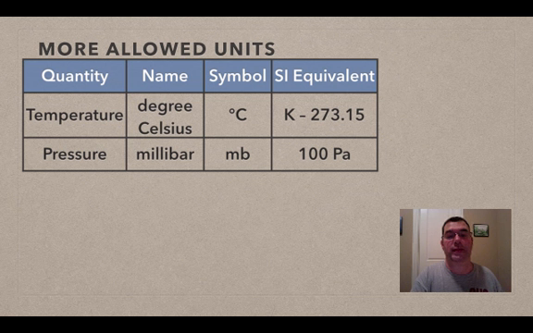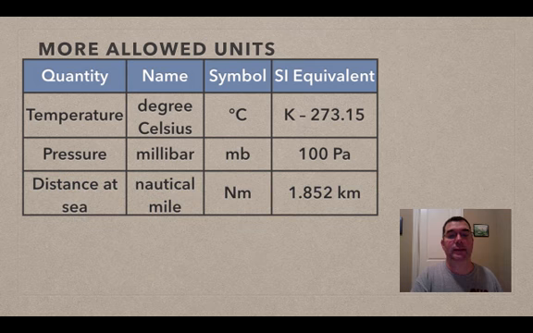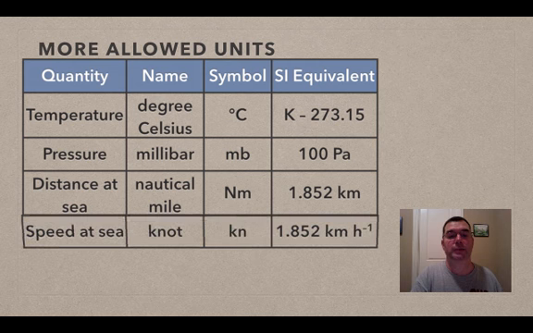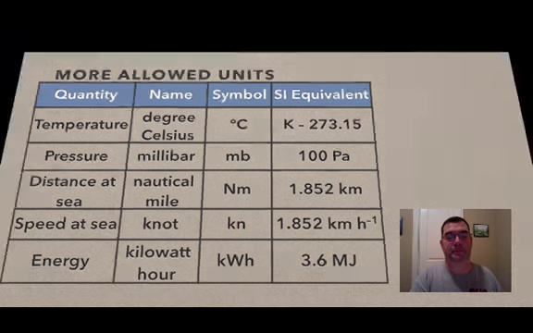Each millibar is the same as 100 pascals. Distance at sea is measured in nautical miles, and each nautical mile is 1.852 kilometers. Speed at sea is measured in knots, and each knot is 1.852, again, kilometers per hour, written again as kilometers times h to the -1. It still means the same as kilometers slash h, or kilometers over hours. Energy can be measured in kilowatt hours, which is the number of kilowatts times the number of hours. That's the equivalent of 3.6 megajoules.